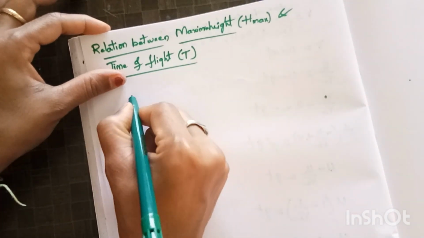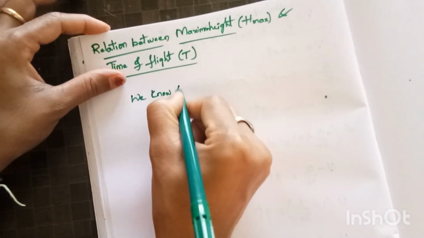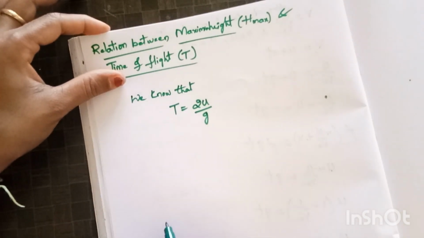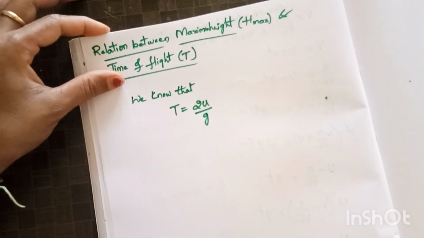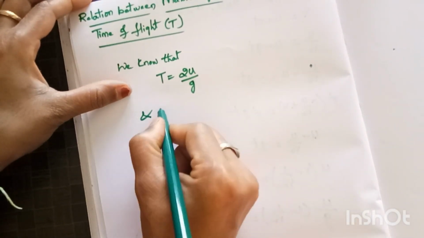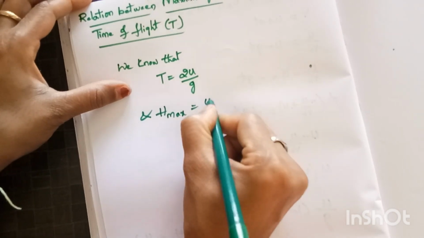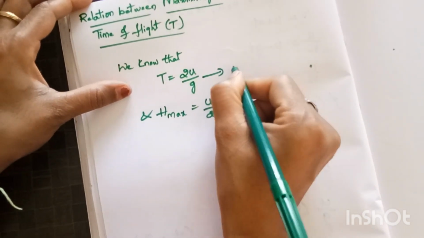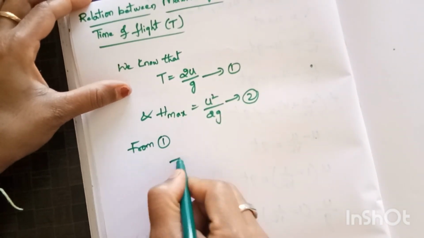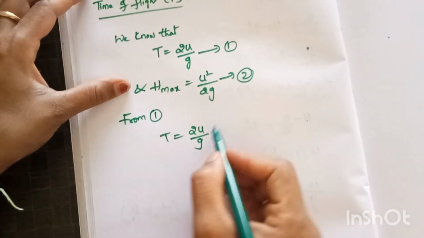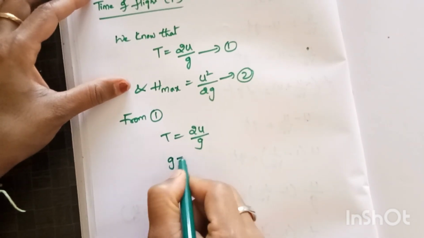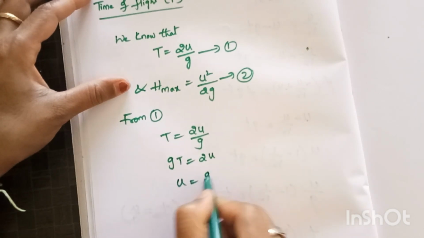We know that the time of flight value is 2u by g, and H maximum is u square by 2g. Consider time of flight T as equation 1 and this as equation 2. From 1, T equals 2u by g. I am writing this equation in terms of u. Sending g to the left hand side, gT is equal to 2u, so u equals gT by 2. This is equation 3.